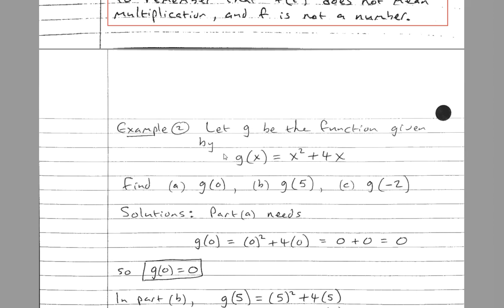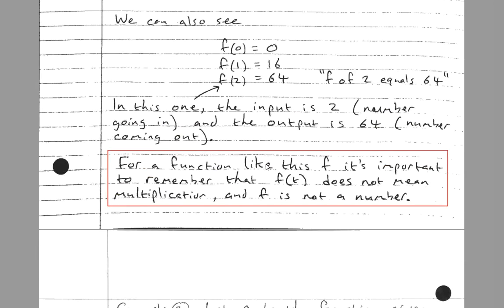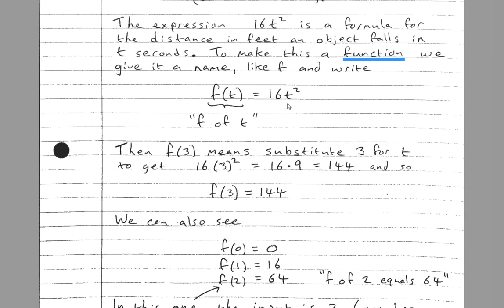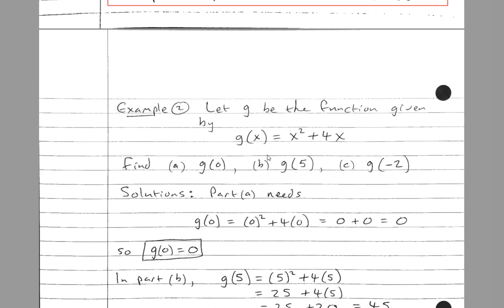Okay, here's a different function. Let's call it g. Let g be the function given by this formula. So g of x, instead of t, the variable here could be any letter. g of x is equal to x squared plus 4x. All right, so this function has a different recipe. There's a different formula controlling it. So whatever number x you give this function, it gives you back x squared plus 4x, whatever that number is.